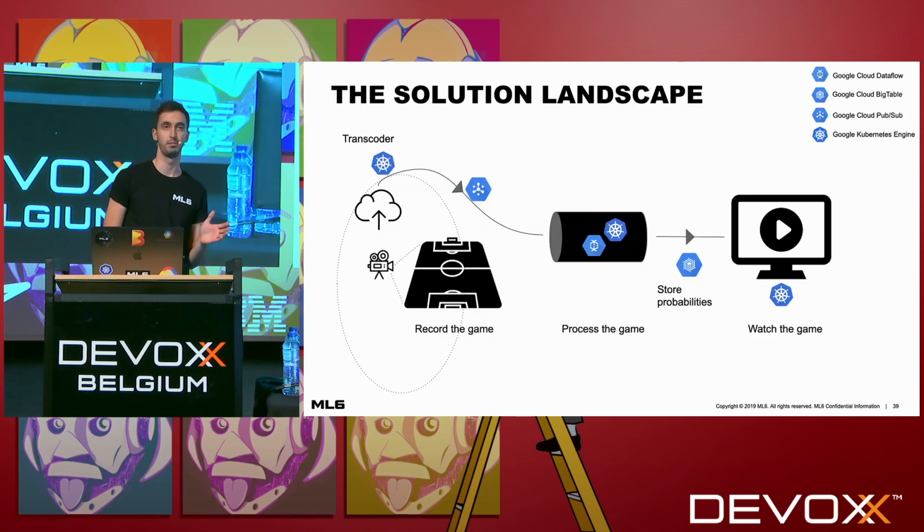So let's get back to the problem landscape and now turn it into a solution landscape. Going from left to right again, the video feed is on a URL in the cloud. We take that in our transcoder, we chop it into frames, and we push those frames onto a message queue. Then our processing pipeline will take in those frames, process them, and call our models on TF serving to get predictions. Once that's done, it will dump the predictions to Bigtable to store all of those probabilities. And then we have a player sitting on top of those predictions to visualize them and to make the game available in an enjoyable way.